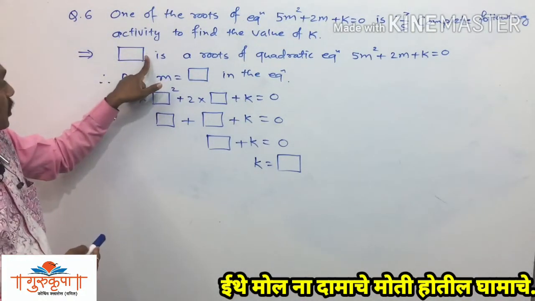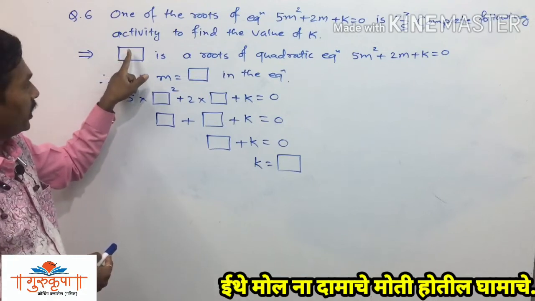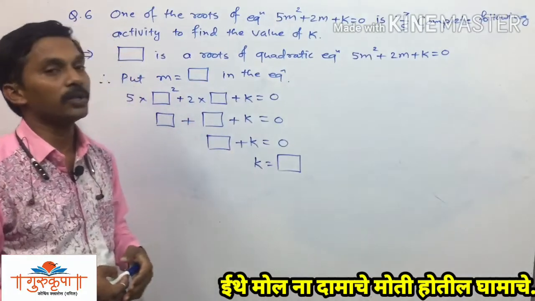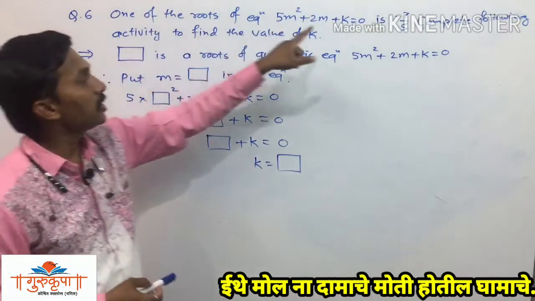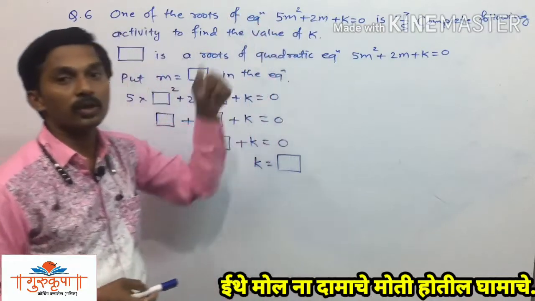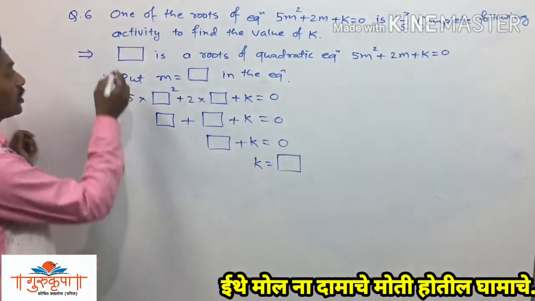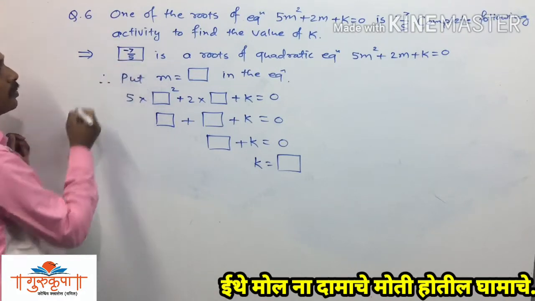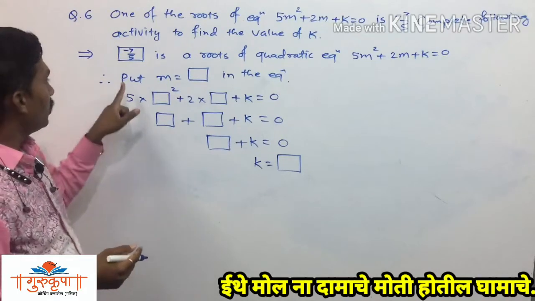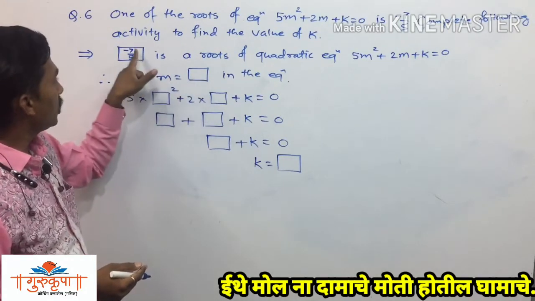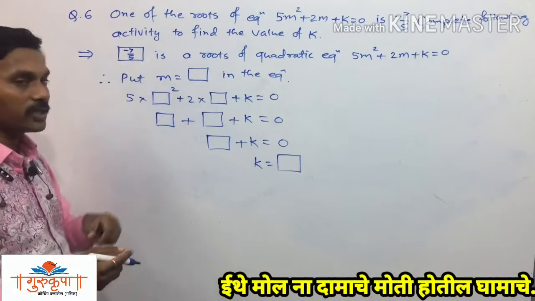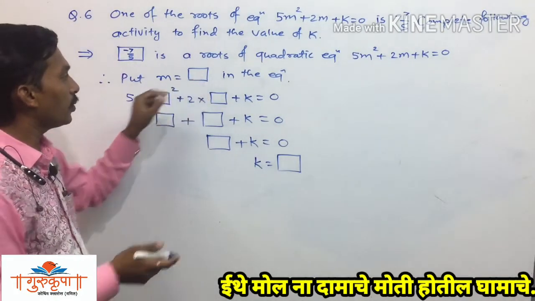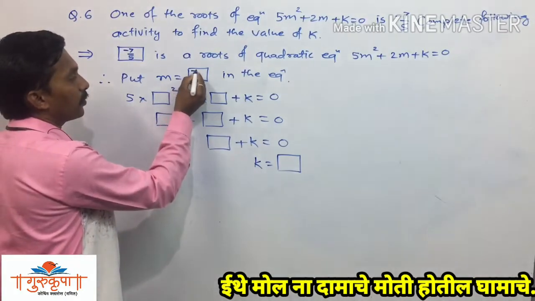Here see the first statement: the empty box is a root of the quadratic equation 5m square plus 2m plus k is equal to 0, and minus 7 upon 5 is one of the roots of the given quadratic equation. So in this box we have to write minus 7 upon 5. Then put m is equal to minus 7 upon 5, because this is the root, so we have to put this value in place of m.